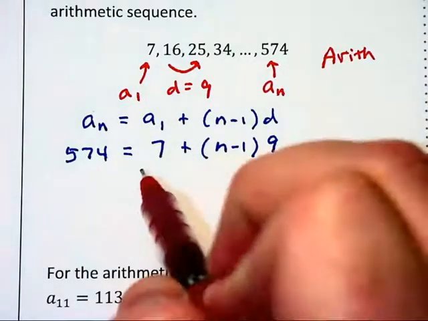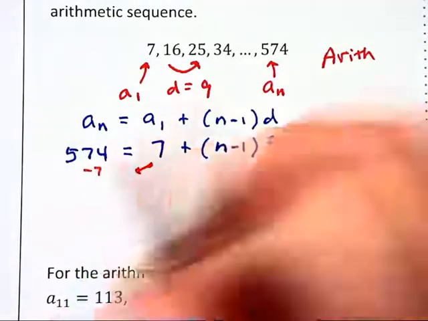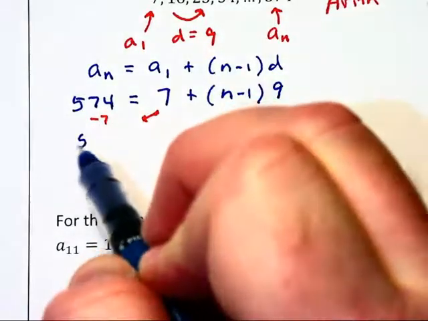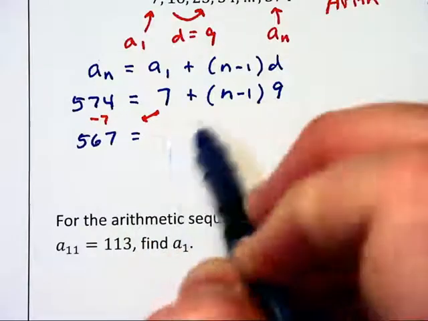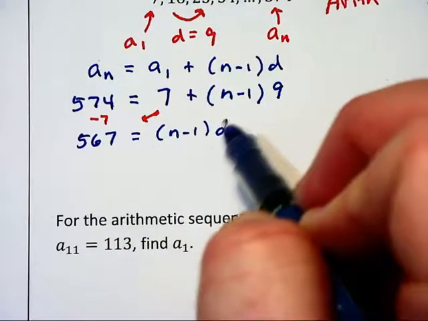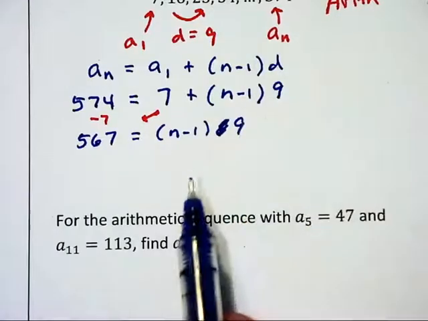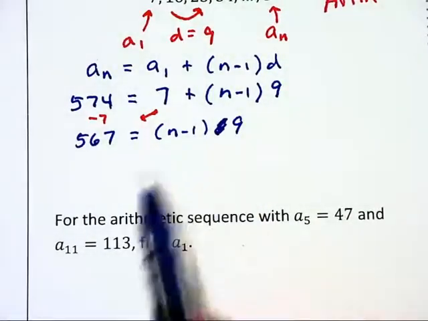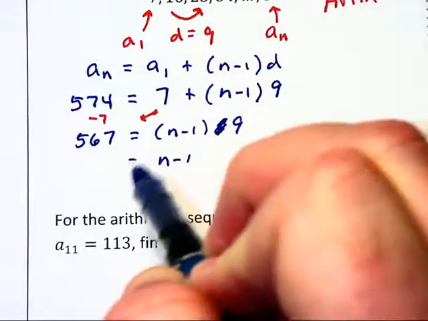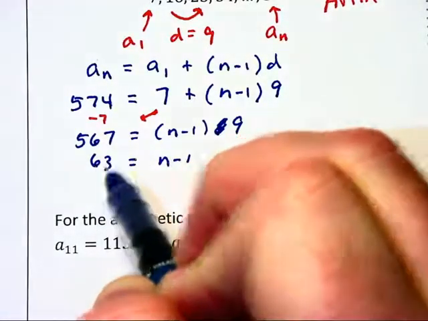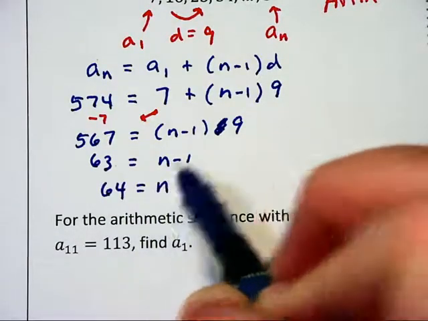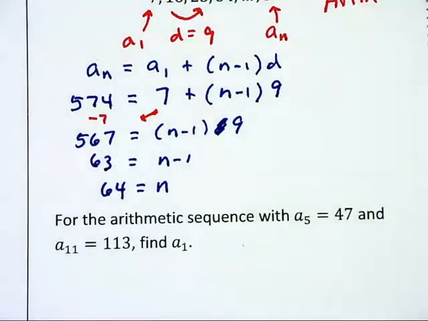When you subtract the 7 off of each side, you will then have 567 is equal to n minus 1 times 9. Now, you might feel the urge to do some distribution, but it's a lot easier just to divide the 9 off of each side to get 63, and then add 1 to each side to find out that there are 64 terms in this sequence.